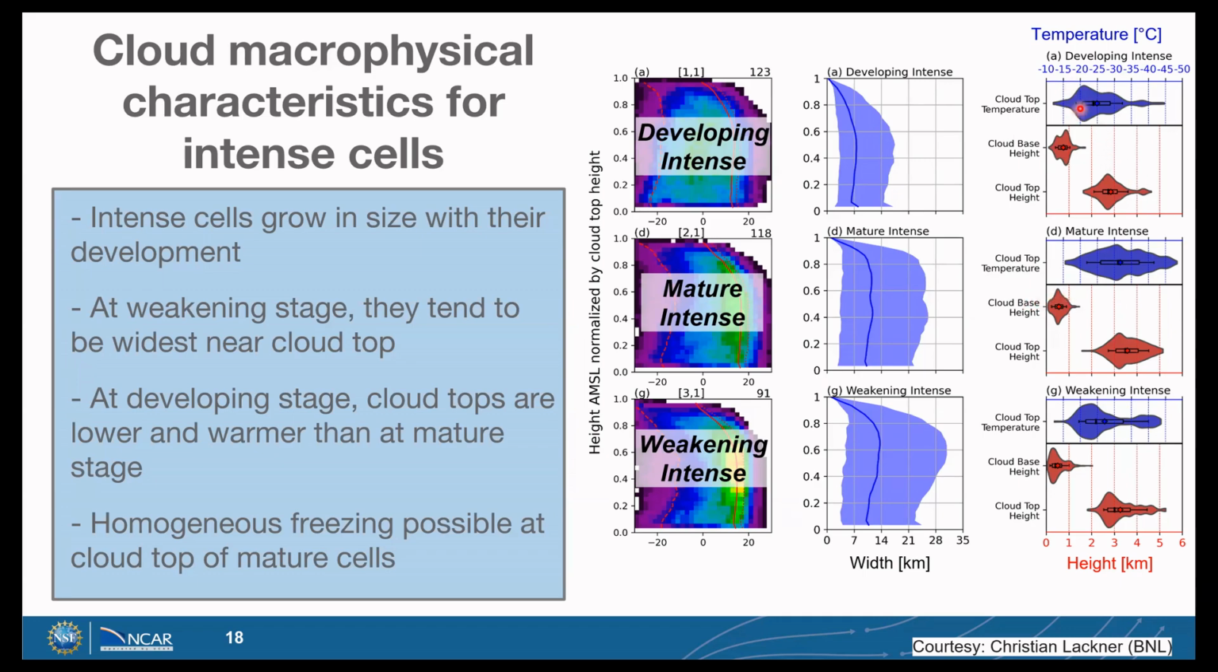And so we have here the distributions of cloud top temperature in blue for each of these, cloud base height and cloud top height. What's interesting is in this weakening phase, your cloud top temperature distribution shifts enough so that in this very cold environment, you do reach homogeneous freezing levels. This seems to be not uncommon in at least this regime, which is something to note for sure.